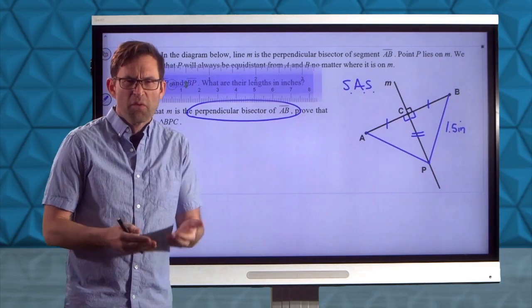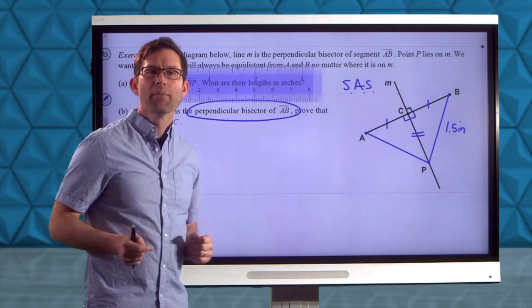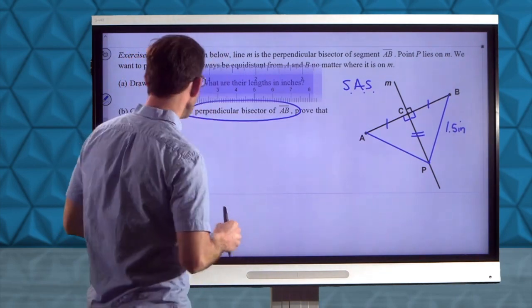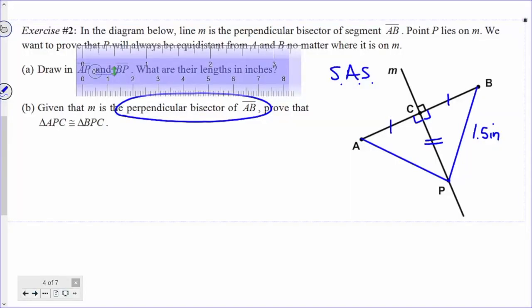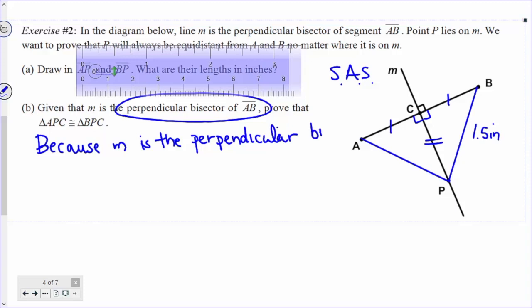This gets to be the portion where you got to write a little bit. So let me go ahead and do that. We'll have you do some on your own in a little bit. All right, so what do I want to say? I'm going to say, because M is the perpendicular bisector of segment AB, what do we know? Well, we know that AC must be congruent to BC.